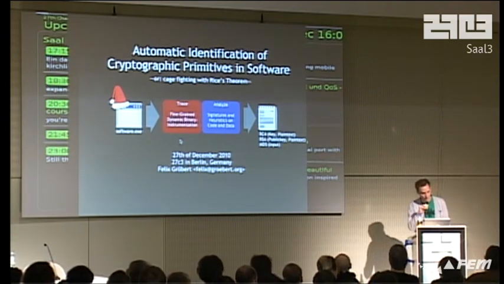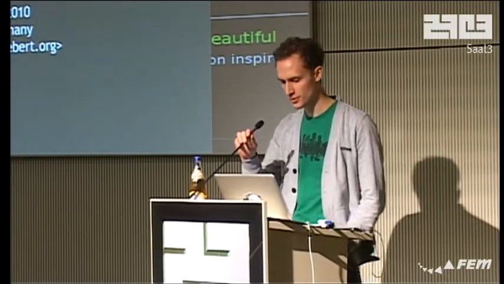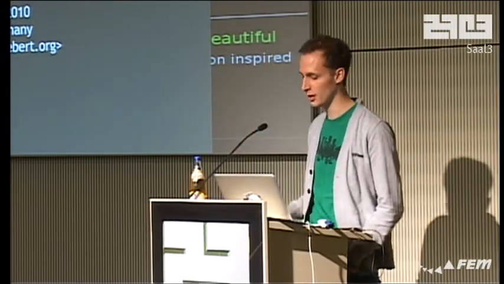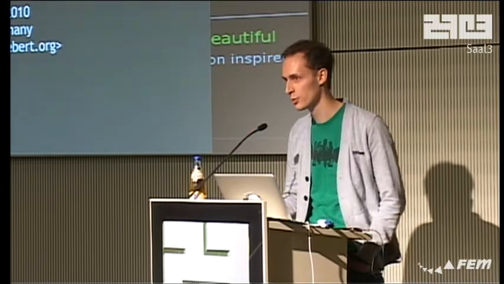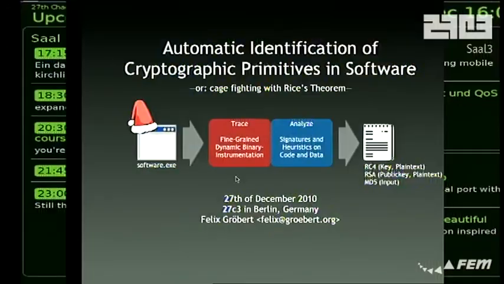Thanks for the introduction, and thanks for coming to my talk. This talk is about automatic identification of crypto in software. This work is the result of my master thesis, which I wrote at the beginning of this year. I submitted it to the University of Bochum, Germany. And since then, I've been working for Google in Zurich.